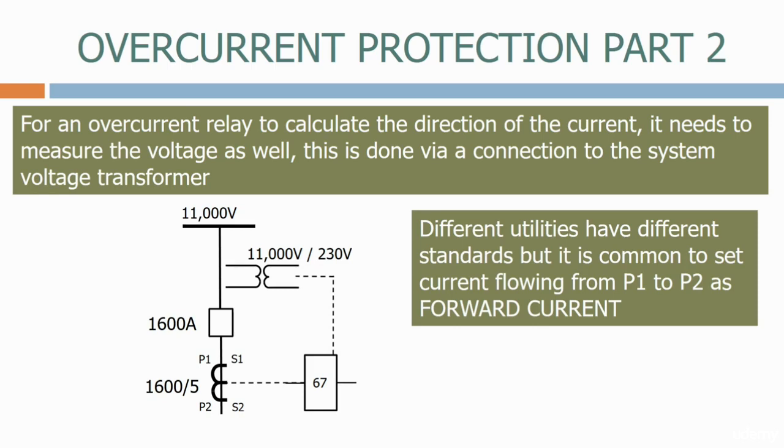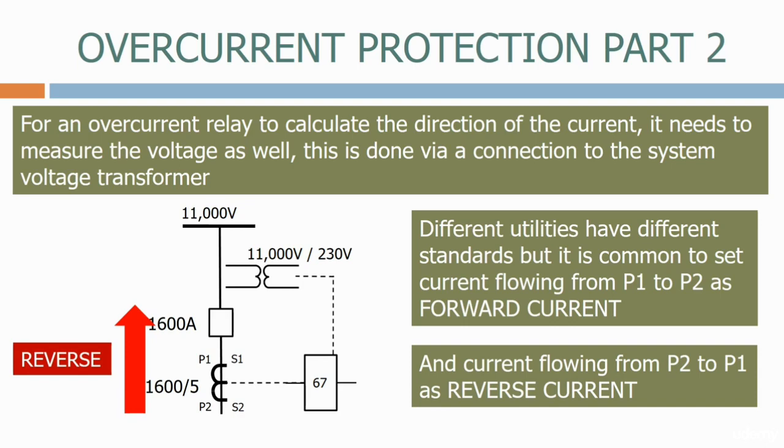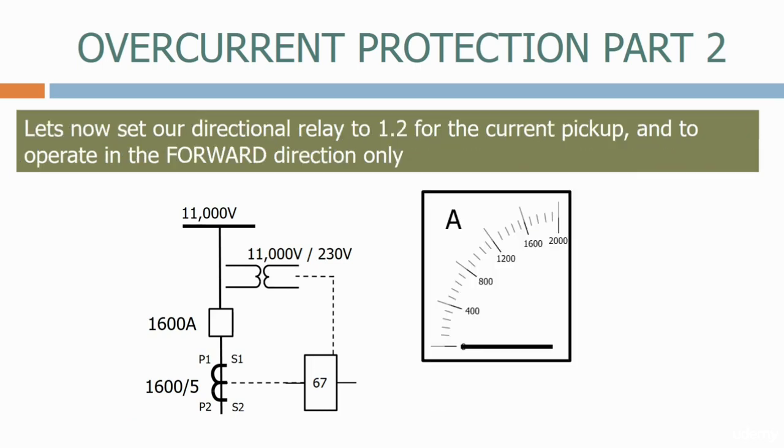Different utilities have different standards, but it is common to set current flowing from P1 to P2 as forward current, and current flowing from P2 to P1 as reverse current. Let's now set our directional relay to 1.2 for the current pickup, and to operate in the forward direction only. Let's now close the circuit breaker. Let's now apply a fault on the feeder.